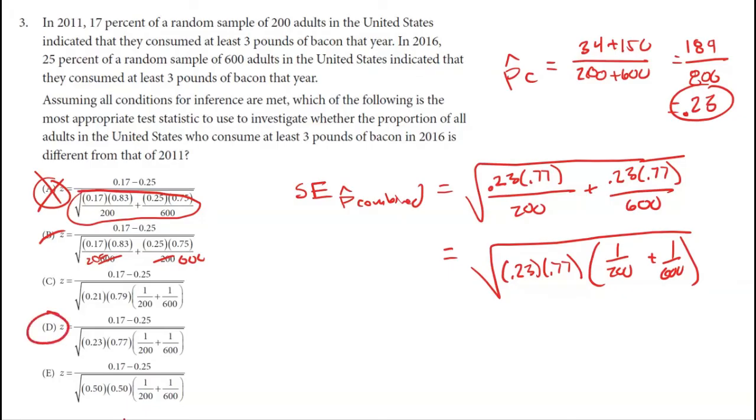Now, what did choice C do? Well, they just took the average of 17 and 25, but you can't average proportions when they come from different sample sizes. That's not how you find the p-hat combined. This is how you find p-hat combined, what I did up here. That is proper. And then choice E is just using 50-50 for the p-hat combined.